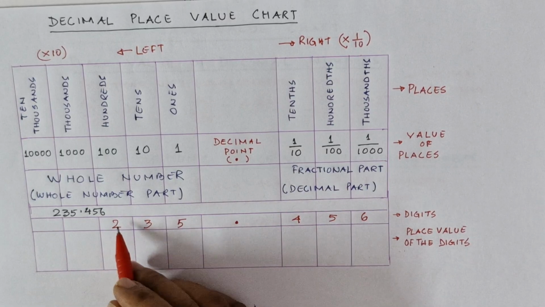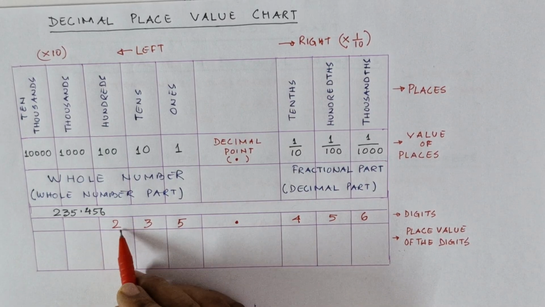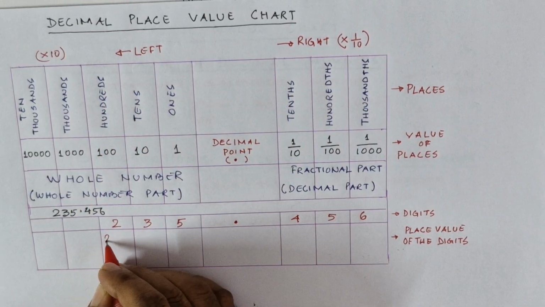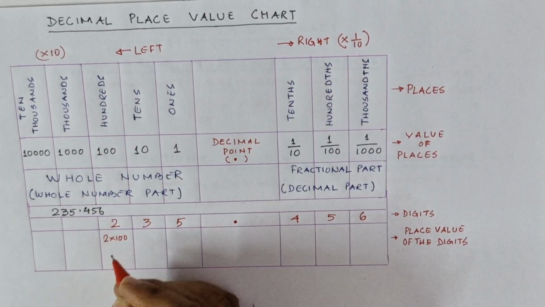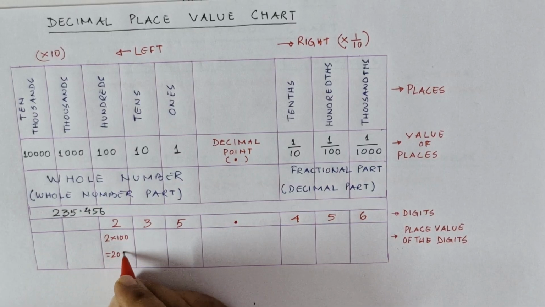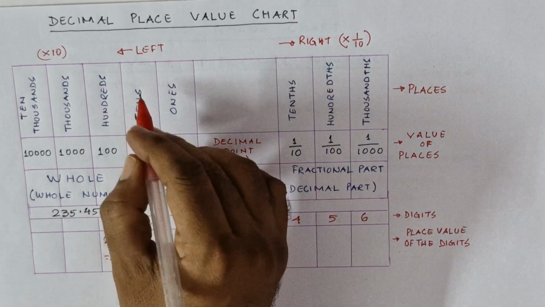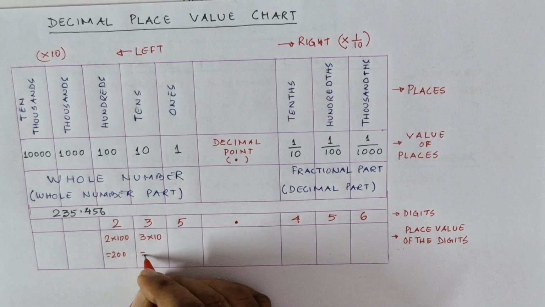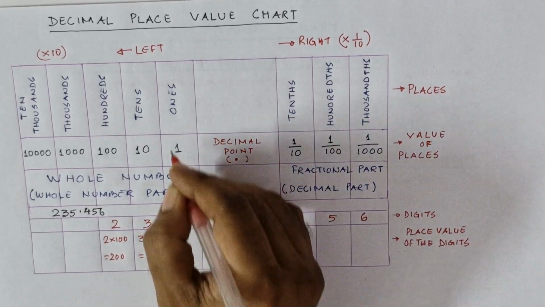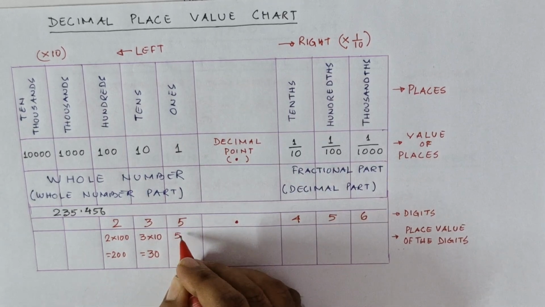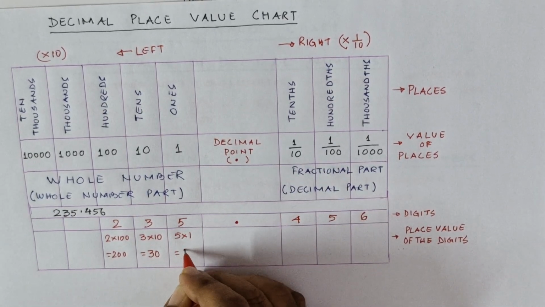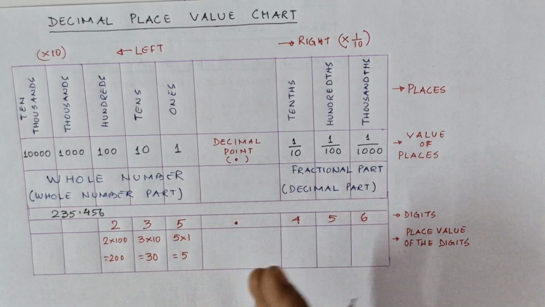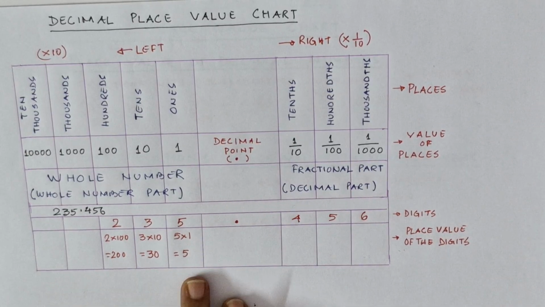235.456, right? Now, if somebody asks you what is the place value of 2, in which place does it lie? 100. So just multiply this by 100, so this becomes 200. See, 3 lies in the tens place, so multiply 3 by 10. It becomes 30. 5 lies in the ones place, so multiply 5 by 1. So the place value of the digits on the left hand side of the decimal point, we have already deduced.